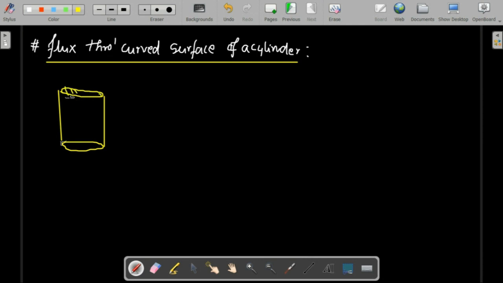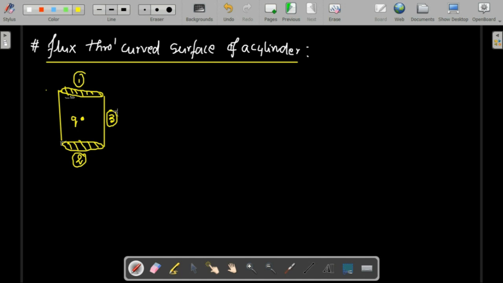This is my top face, let's mark it as region 1. This is the bottom face, let's mark it as region 2. And the rest of the part, it's a 3D image, obviously a cylinder, whatever is its surface is the third region, which is the curved surface. You have to find out the flux through the curved surface of a cylinder. So that's very important. Let's say we have the charge exactly at the center.